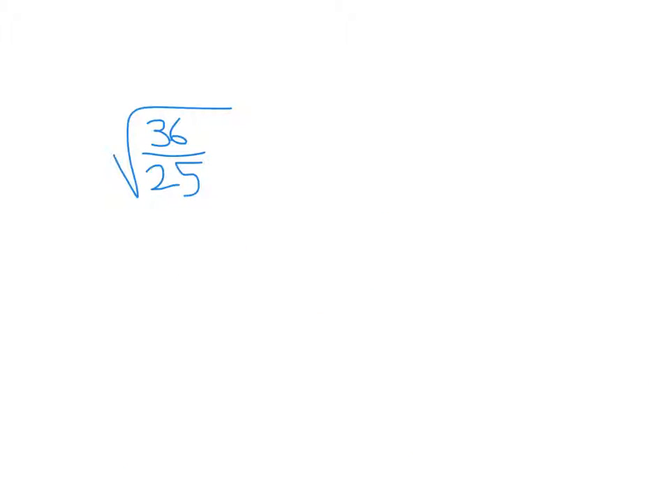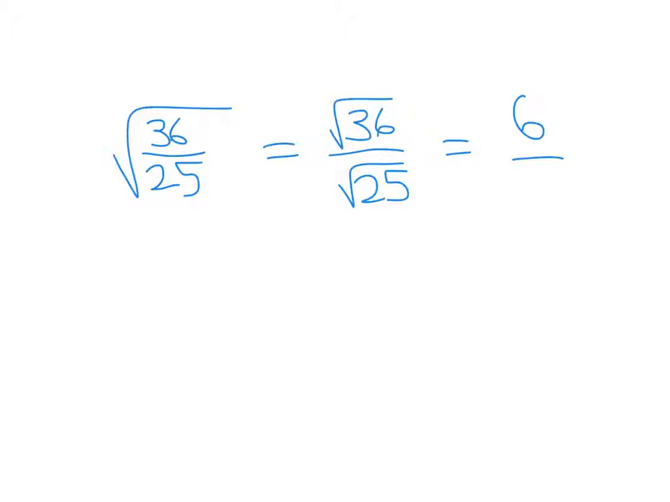Now there's also a property having to do with quotients or division problems. This problem here, I can simplify into this. Radical 36 over radical 25. So what's radical 36? That's just 6. What's radical 25? That's just 5. So I'm just breaking them apart into two separate problems and then simplifying them.